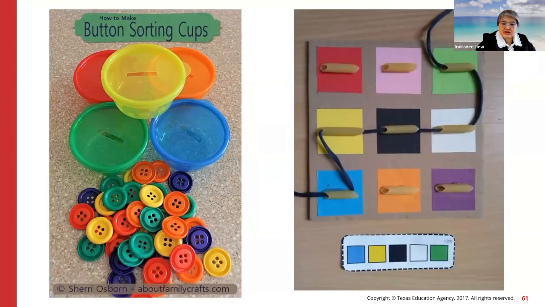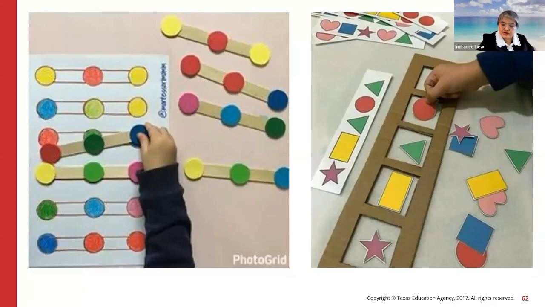Sort the buttons according to color. Now this is interesting. This is actually pasta. You have this pasta board, and then you got these colors, so you follow blue, yellow, red, white, green, following the pattern. Use shoelace. I'm just showing you very quickly.